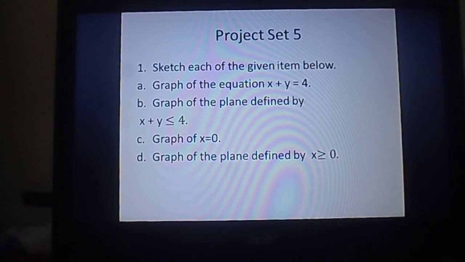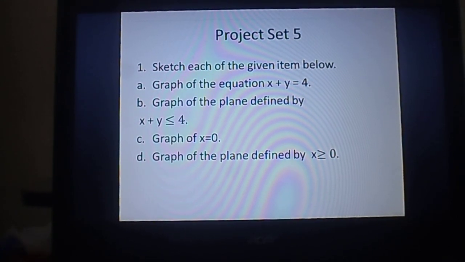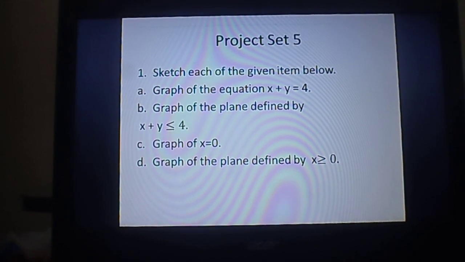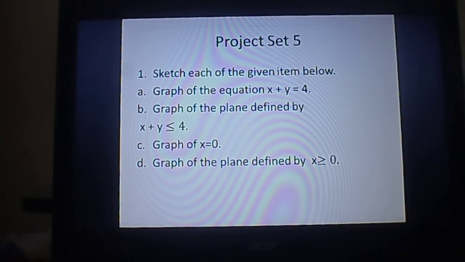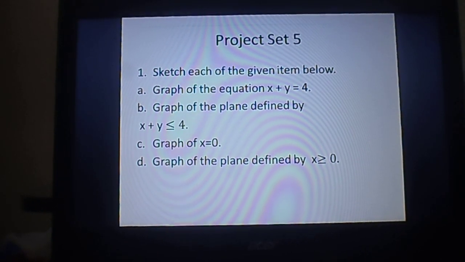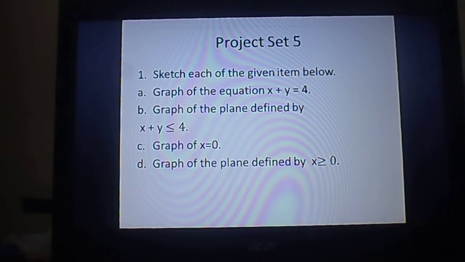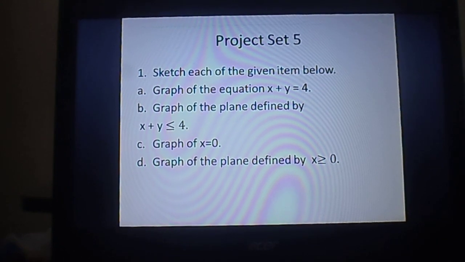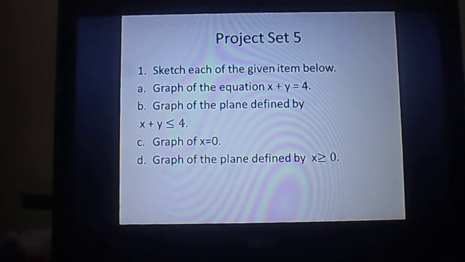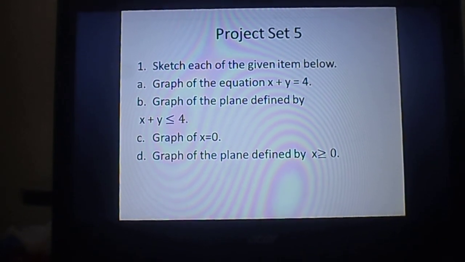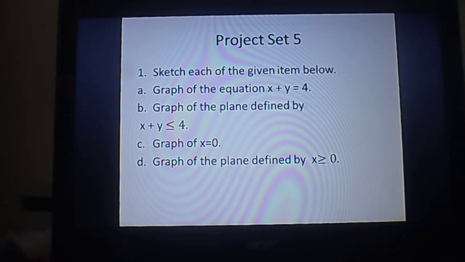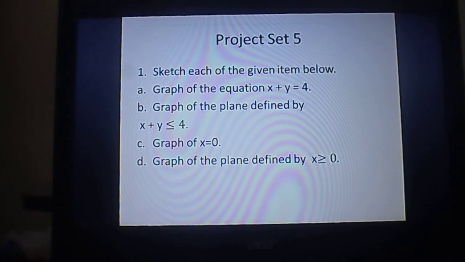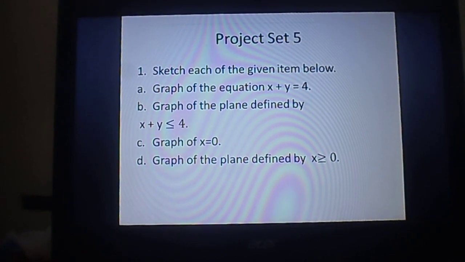Letter A. Graph of the equation defined by x plus y equals 4. Letter B. Graph of the plane defined by x plus y less than or equal to 4. Letter C. Graph of x equals 0. Letter D. Graph of the plane defined by x greater than or equal to 0.